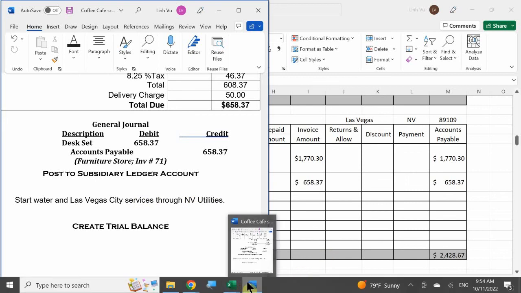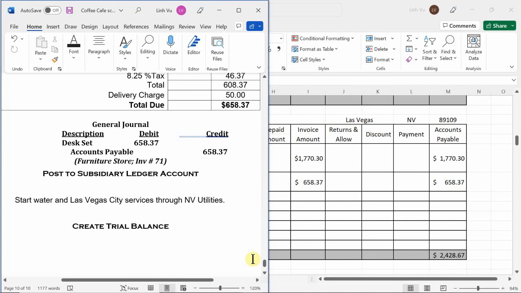I just started the water and the Nevada city services. So that means trash, the street cleaning, whatever the city does the services for, that is operating in the city. So again, trash is one of them, water, sewers, street cleaning. So those are the services there. Now, is there a transaction at hand here? Did I receive a bill from NV Utilities for starting this stuff up?